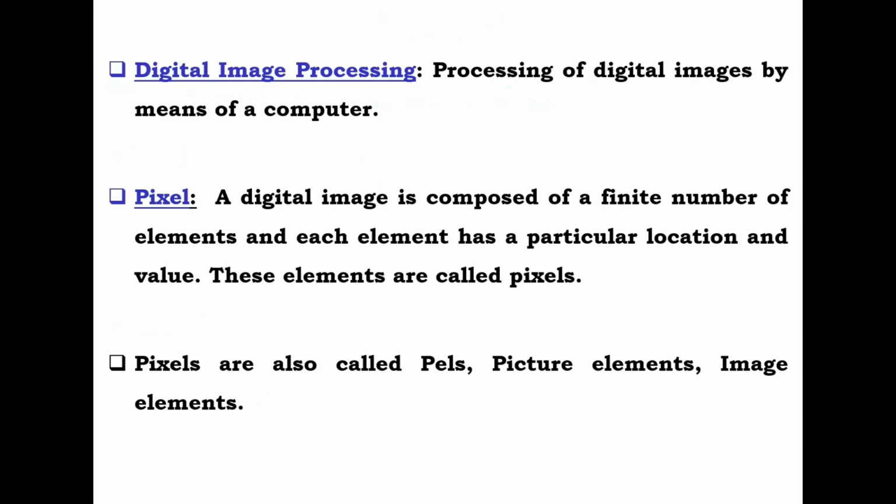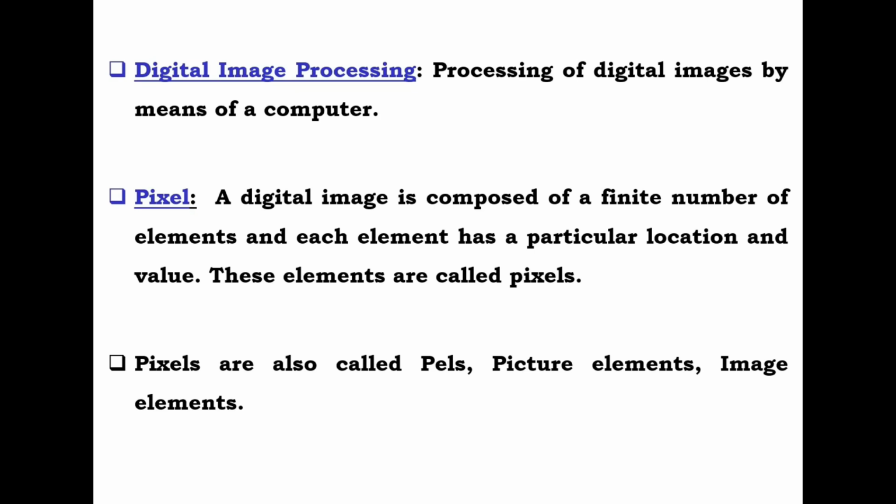Now what is digital image processing? Processing means making changes. So digital image processing means processing of digital images with the help of a computer. If we make any changes on digital images with the help of a computer, then that processing is called digital image processing.